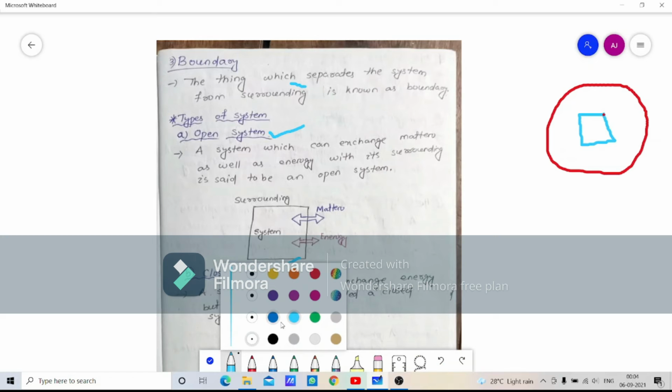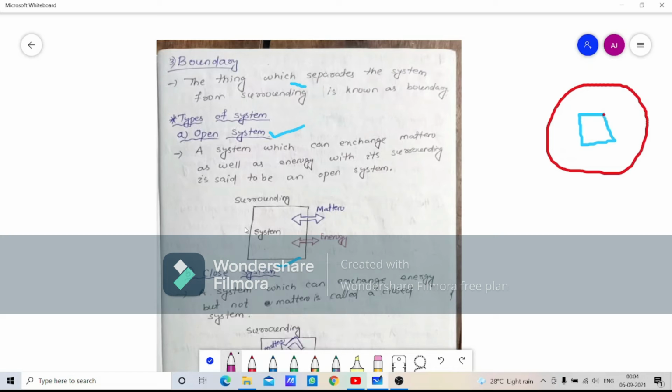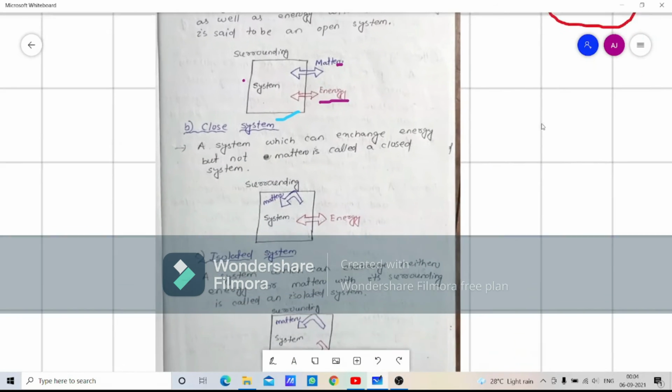So what is an open system? An open system is one in which you can exchange matter as well as energy. That means if this is the system, and here we can exchange both matter and energy, then this system is known as open. If we can exchange both matter and energy with the surroundings, then the system is known as the open system. And after that there is the closed system.